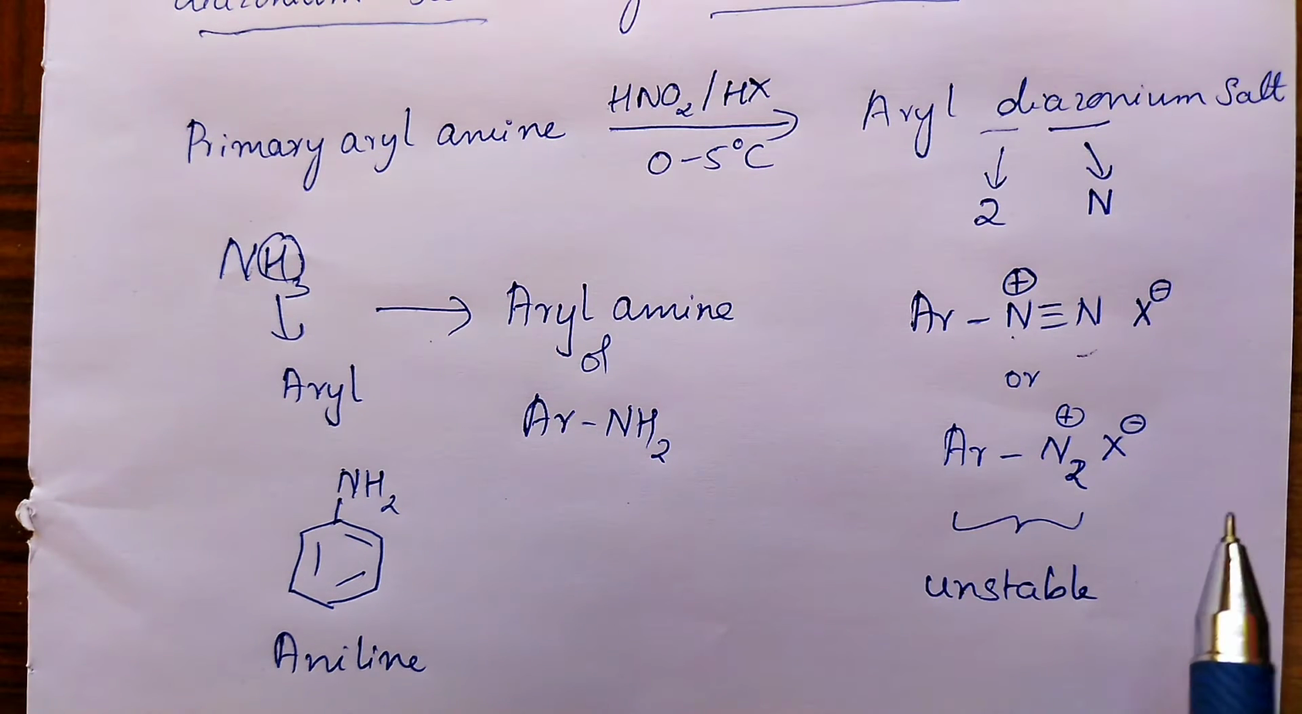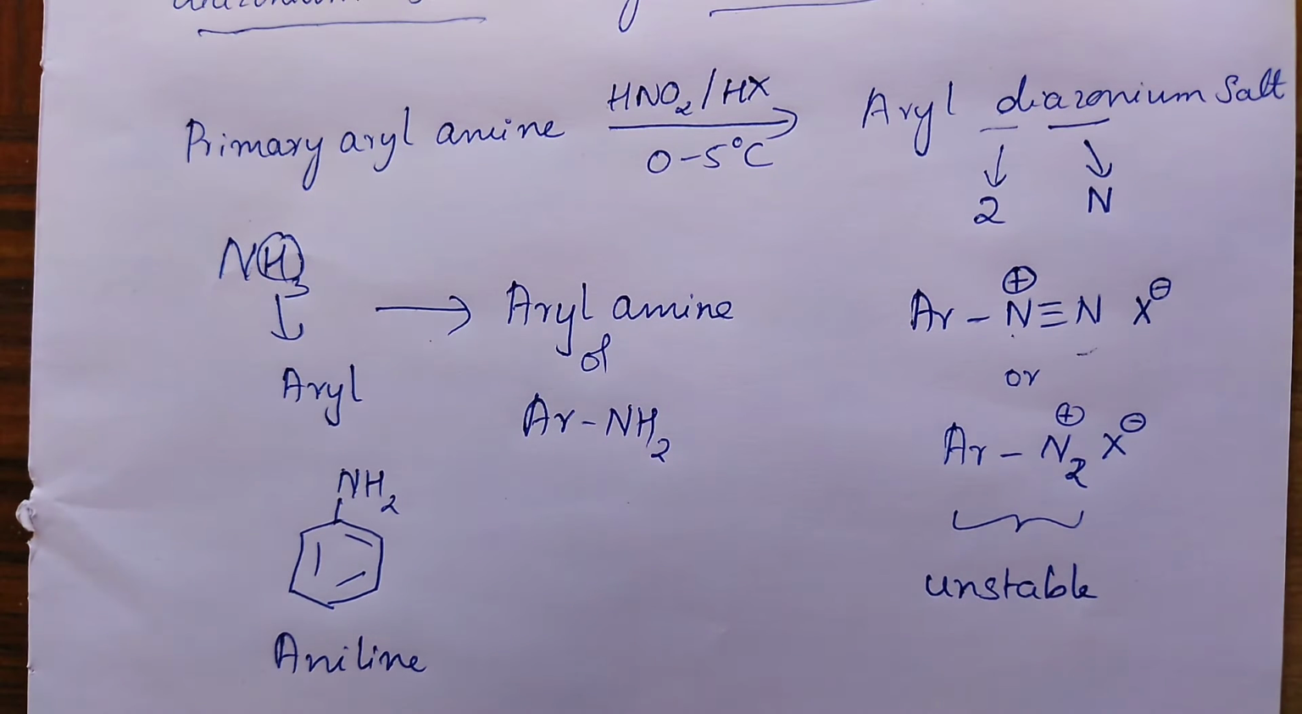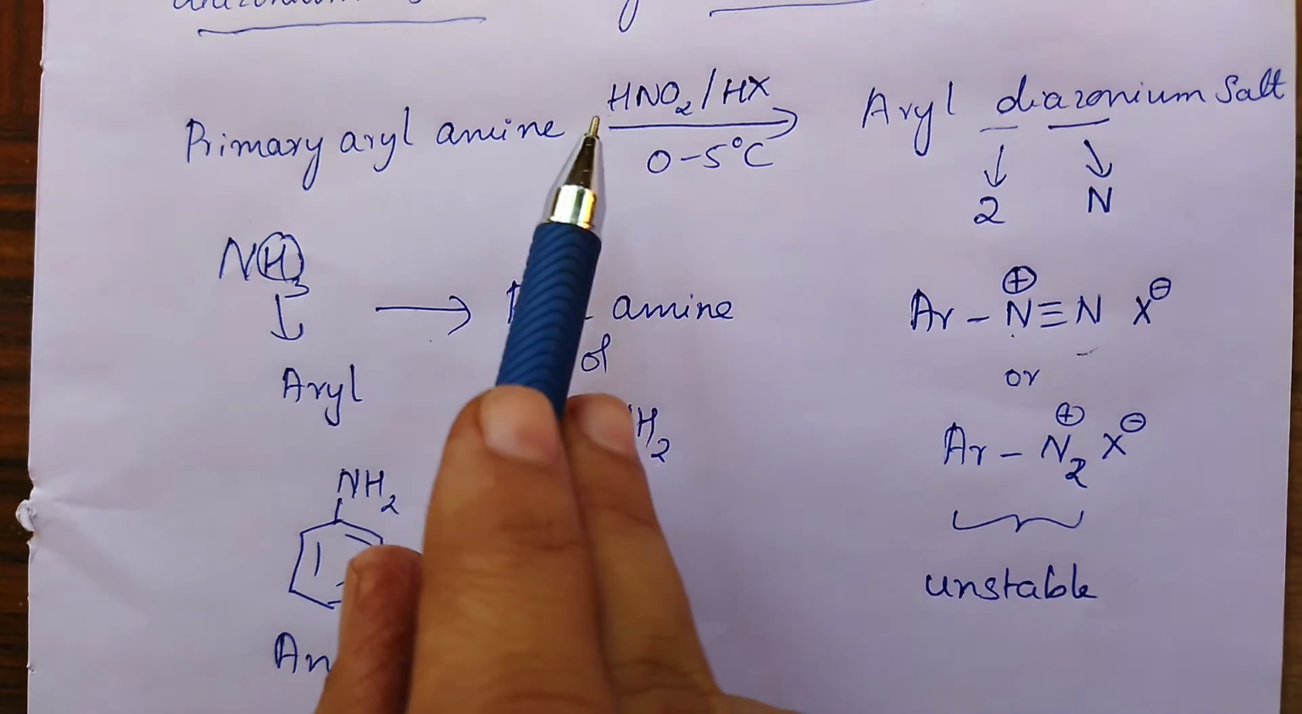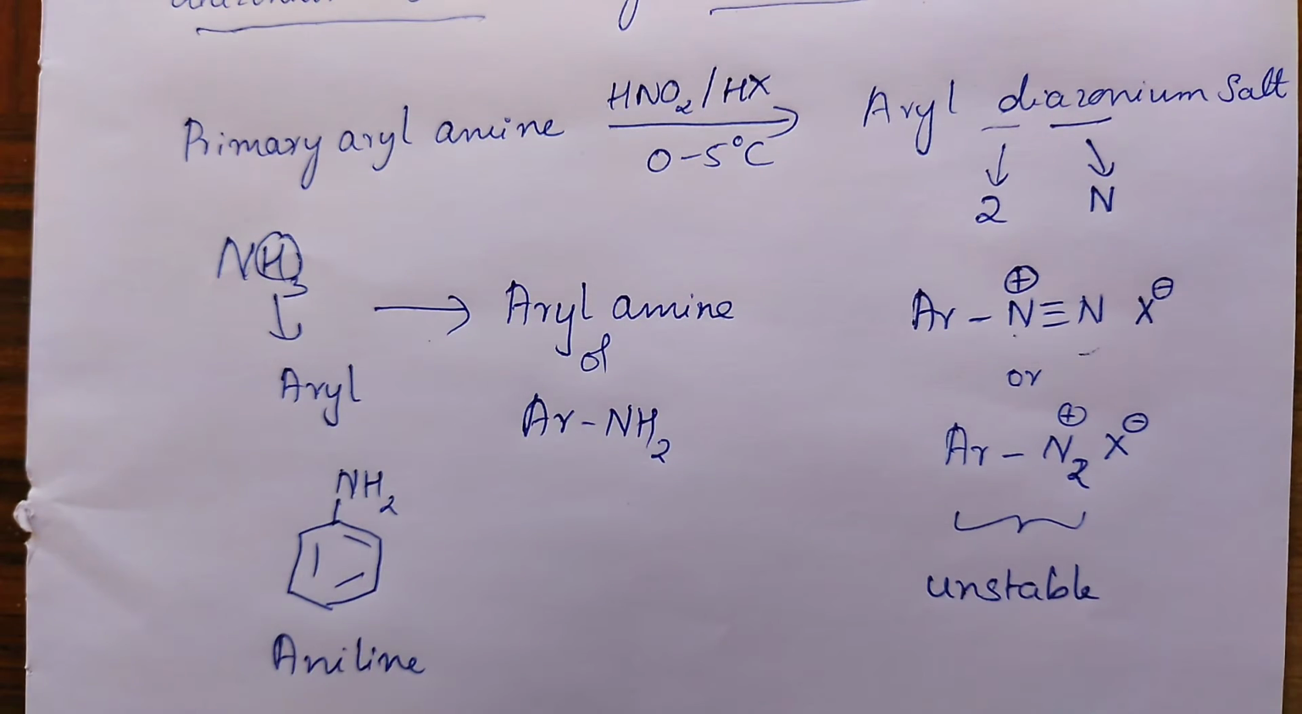These aryl diazonium salts are found to be extremely unstable at high temperatures. That's why while carrying out the diazotization reaction, we have to maintain low temperatures like 0 to 5 degrees centigrade by using an ice bath. Now coming to the main reagent, that is HNO2 or nitrous acid.